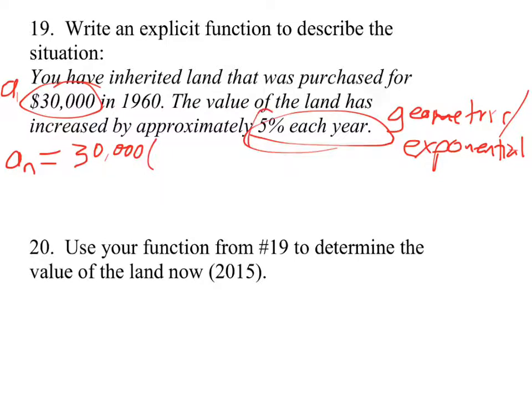And then this 5% each year, that is a 5% increase, which translates to timesing by 105% each year, which is, if you write as a decimal, 1.05. And so that's what's going to go right here, 1.05. And then my exponent, I'm going to have it be just n minus 1.